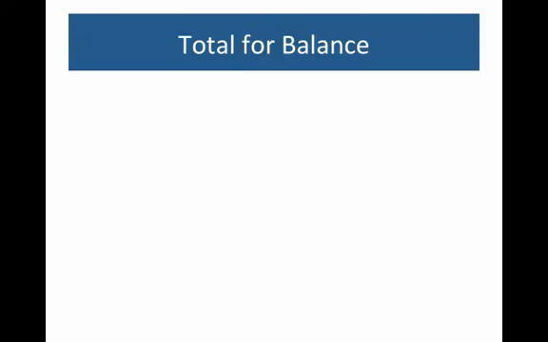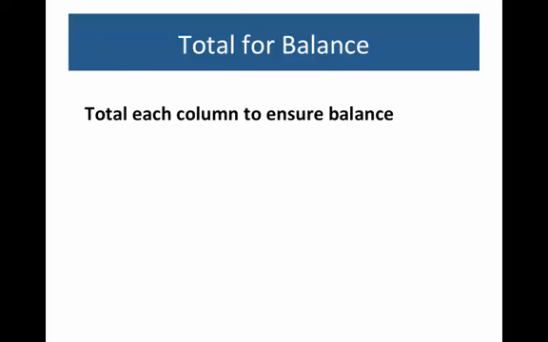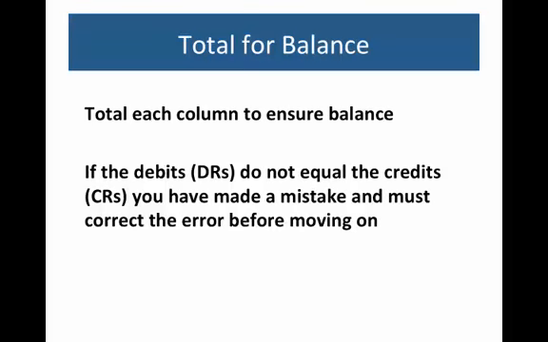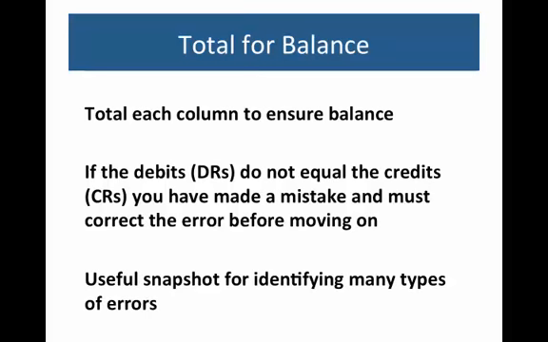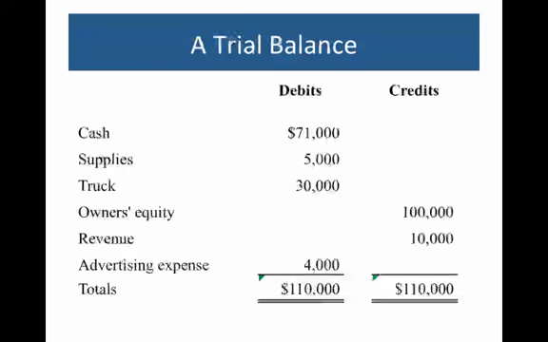What we need to do now is total our columns for balance. So each column, the debit and the credit, needs to be added up. If the debits do not equal the credits, then you've made a mistake, and you have to correct that mistake before moving on. And that's basically where the real value of the trial balance comes in. It provides you a really useful snapshot to identify whether you made an error in your posting to your general ledger accounts. And believe me, when you do it manually, it's quite easy to do.